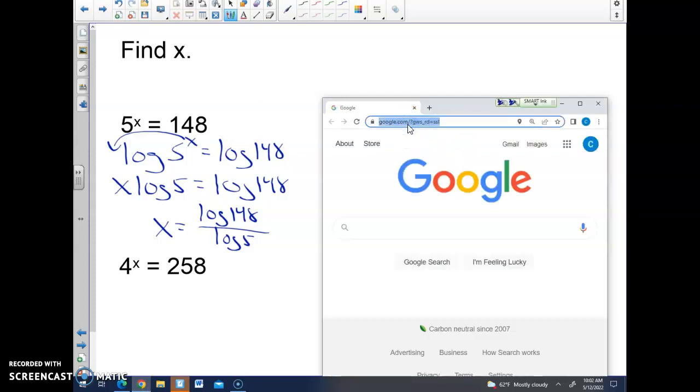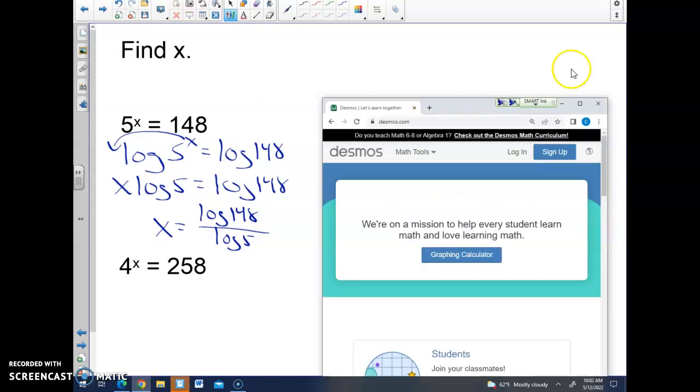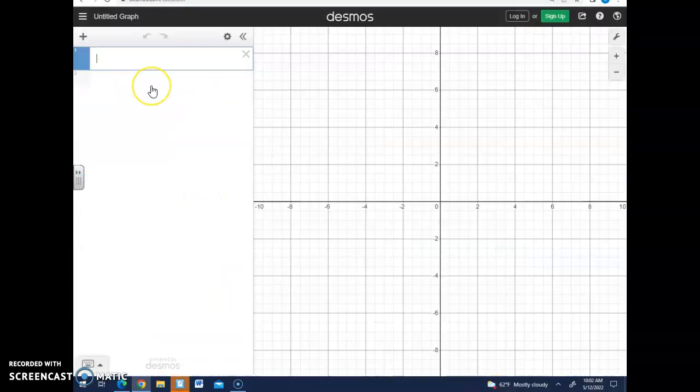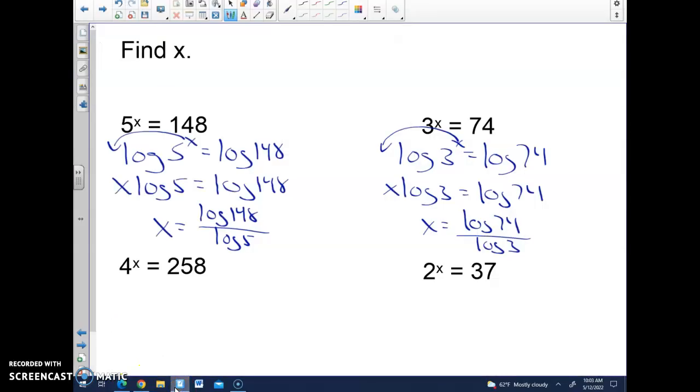So I'm going to head on over to my Desmos calculator, and I do believe the Desmos calculator is pretty user-friendly. In this particular problem, once I get here, I'm literally just going to type the log in. I think it's easier. And we're going to get log of 148 divided by the log of 5, and we're going to round that to the nearest hundredth. It's 3.10. So when I go back to my x, I have to write that answer in there as 3.10.